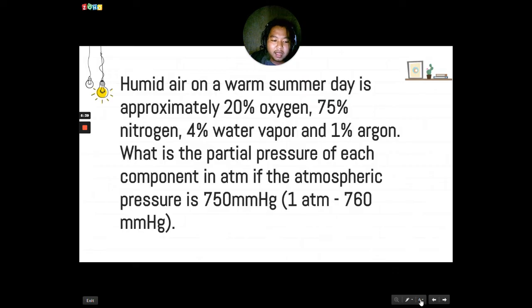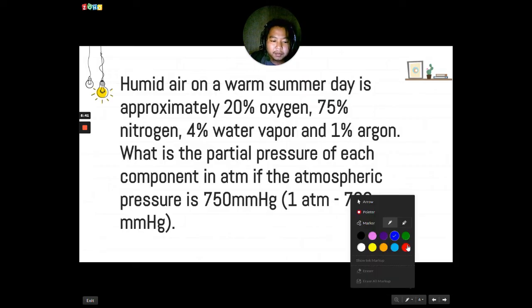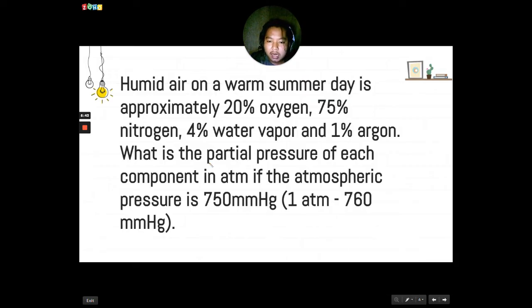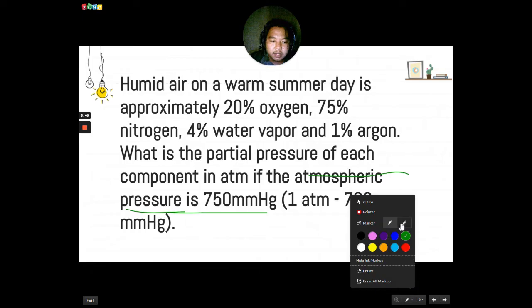We are given the total pressure, the atmospheric pressure. We have this one. However, we don't have the individual pressures, but rather, we have some numbers in percentage form. Pause the video and try to solve it.